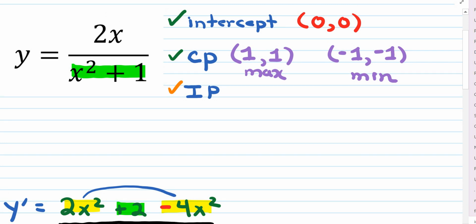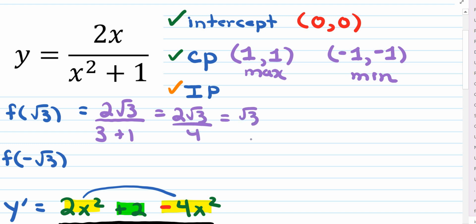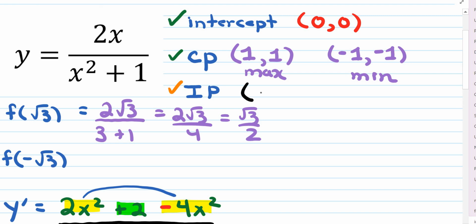Okay, let's go back to the original part of the problem and evaluate f of root 3 and f of negative root 3. If I plug in root 3 for all the x's here, we get 2 root 3 on the numerator. On the bottom, we get root 3 squared, which is 3, plus 1, which is 4. So 2 root 3 over 4, which is root 3 over 2. What that means is we have an inflection point at root 3, comma, root 3 over 2.